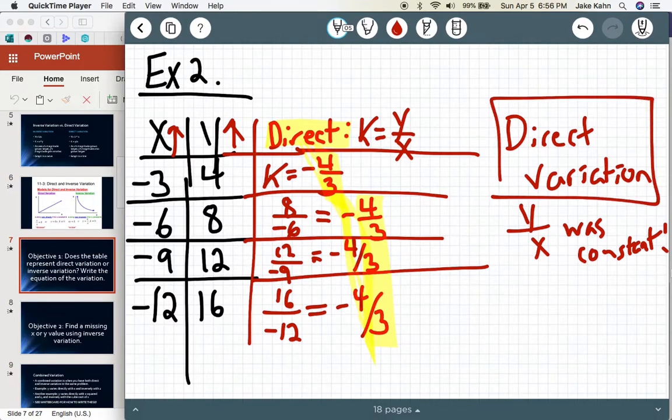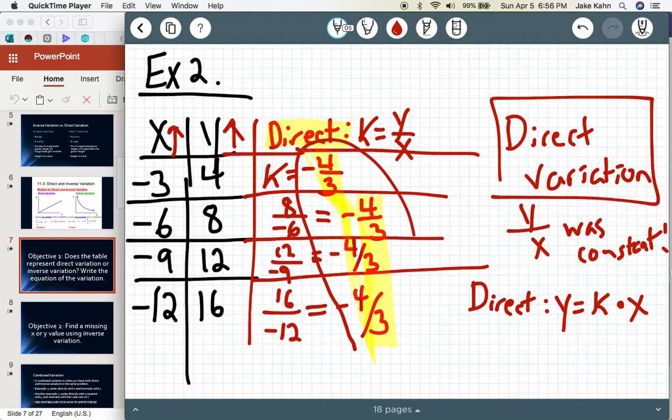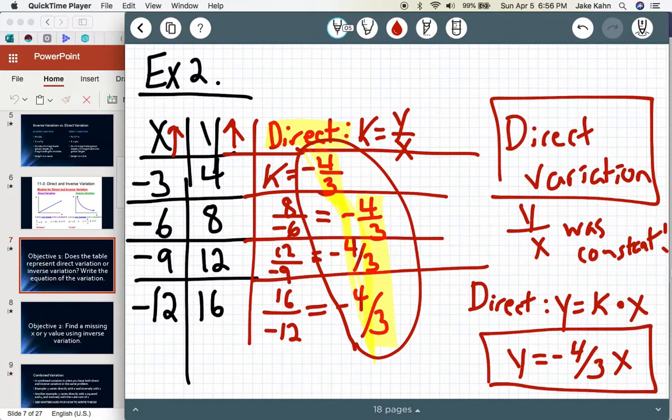Because it is a direct variation, the second part of the question asks us to write the equation of this variation. The equation for a direct variation is y equals k times x. Our k value is -4/3. So the equation is y equals -4/3 times x. And that's it.